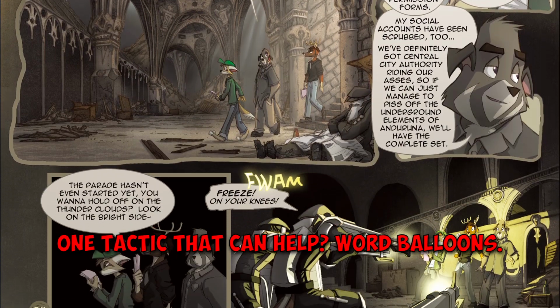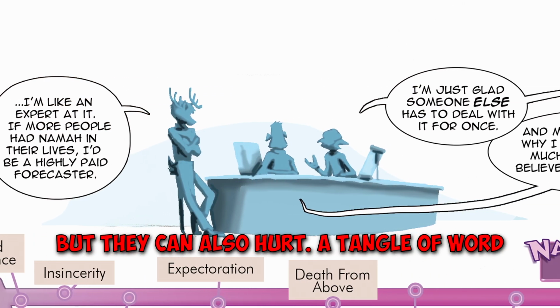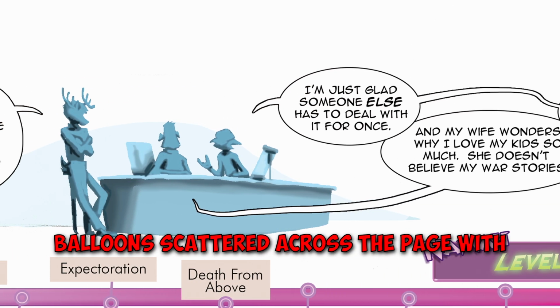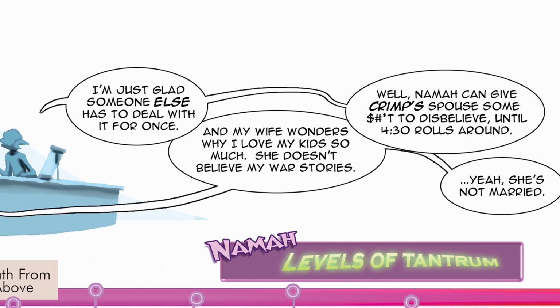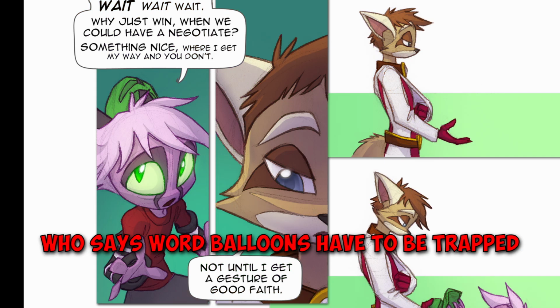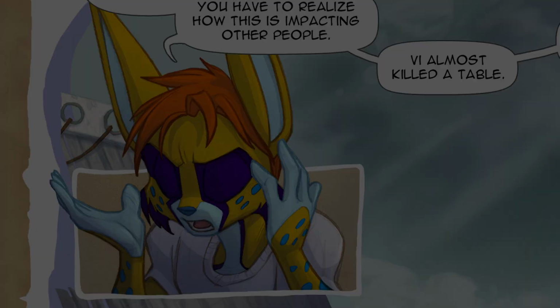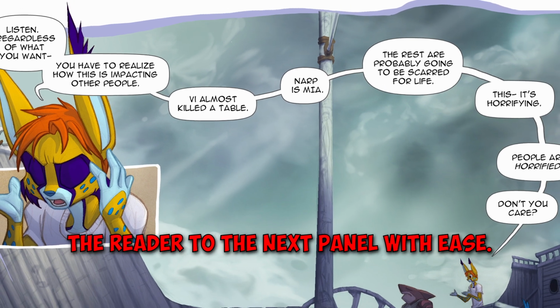One tactic that can help: word balloons. But they can also hurt. A tangle of word balloons scattered across the page with tails crossing each other and getting into sword fights can skewer the dynamic flow. But they can just as easily make things flow smoother. Who says word balloons have to be trapped inside one panel only? They can make fantastic transitional devices, overlapping the border of one panel and leading the reader to the next panel with ease.